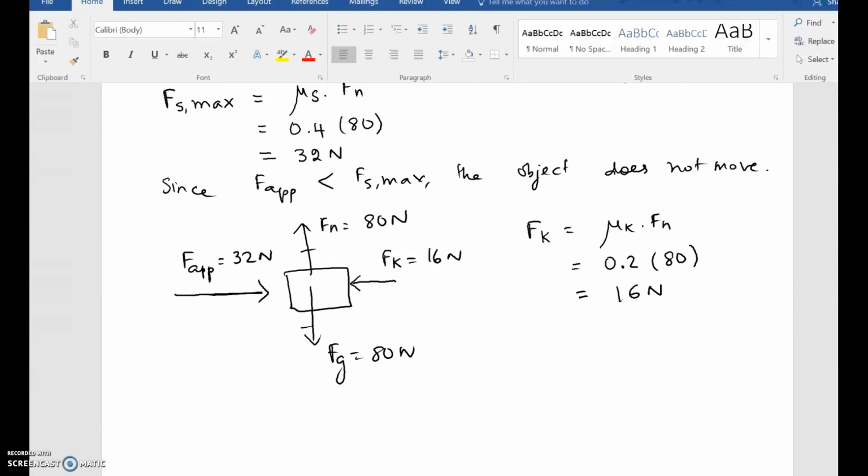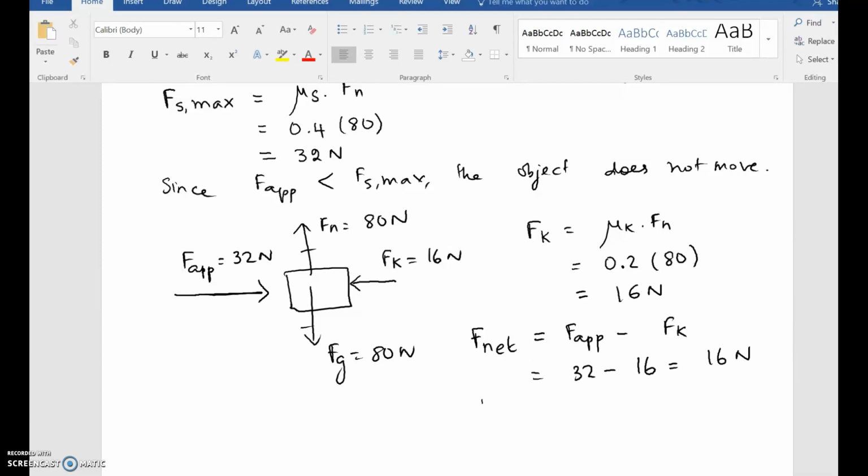So this object is no longer in equilibrium. It has a net force and therefore will experience an acceleration. Let's calculate the net force. Net just means total. Since the vertical forces have cancelled each other out, we don't have to worry about them. There is a 32 newton force to the right and a 16 newton opposing force to the left. So your net force is F applied minus Fk, which is 32 minus 16, equal to 16 newtons. So this is your net force.